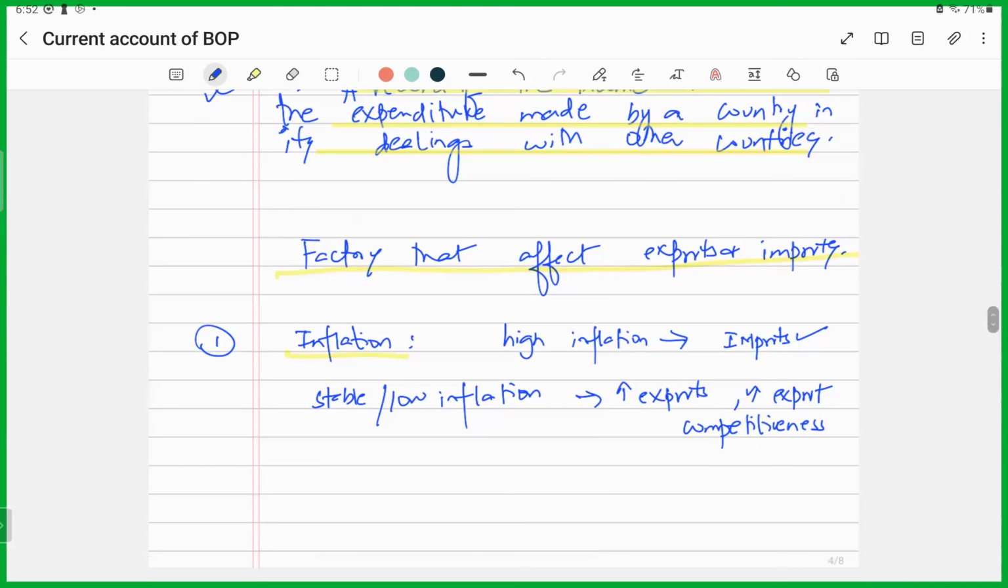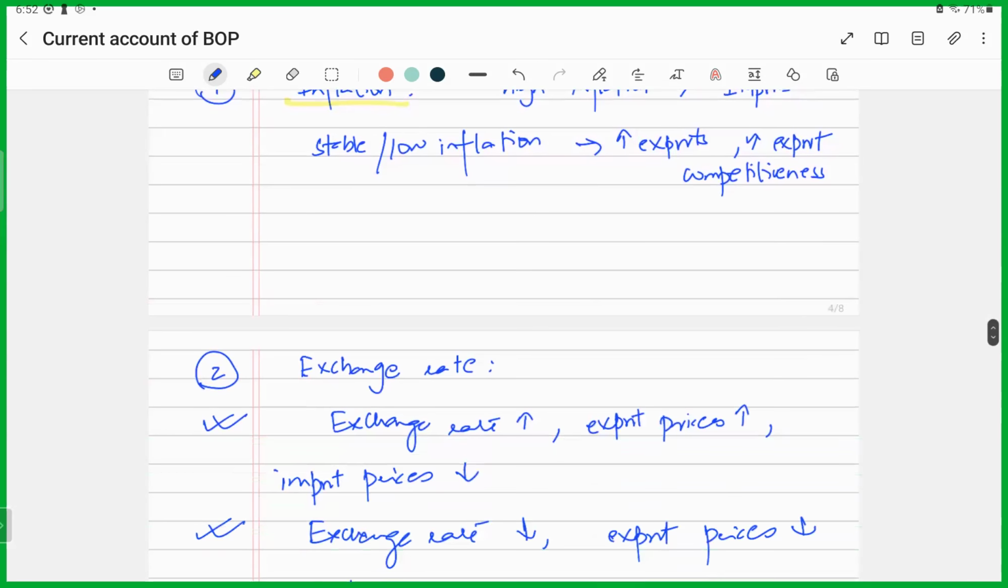The second factor is exchange rate. A fall in the country's exchange rate would reduce the export prices and would increase the import prices, making the exports cheaper and the imports relatively expensive. So this would increase the value of its exports and lower the amount spent on imports.